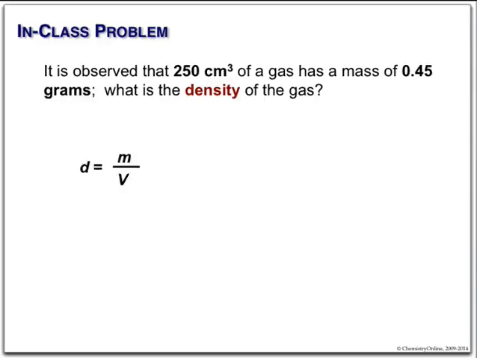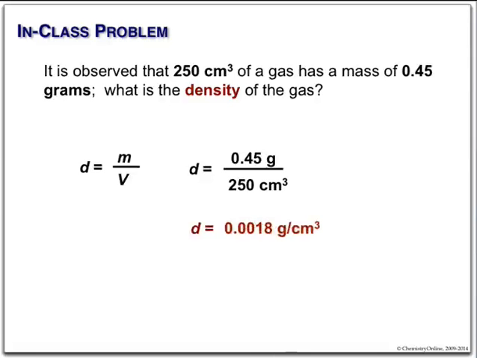Here's our mass, 0.45 grams. Here's our volume, 250 cubic centimeters. All we have to do is a simple calculation. And our density is 0.0018 grams per cubic centimeter. How about significant figures? Did I do it right?